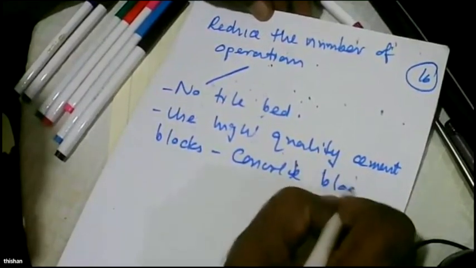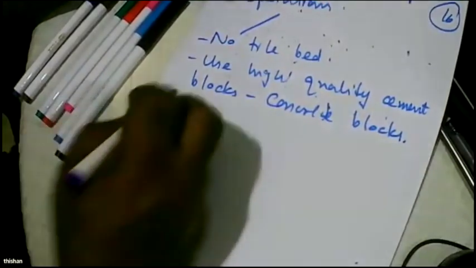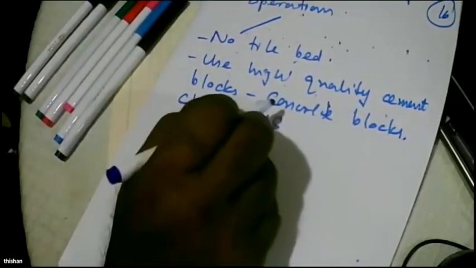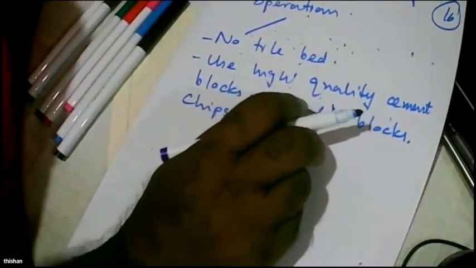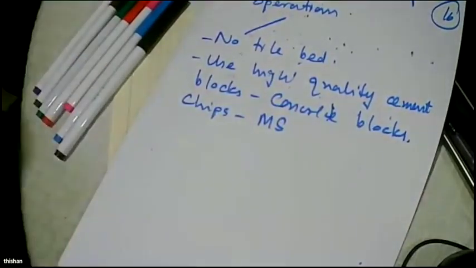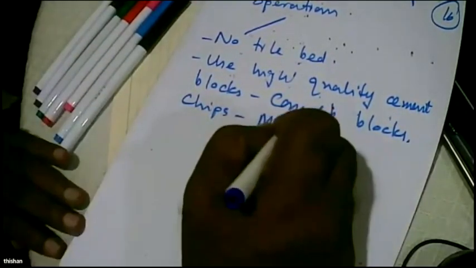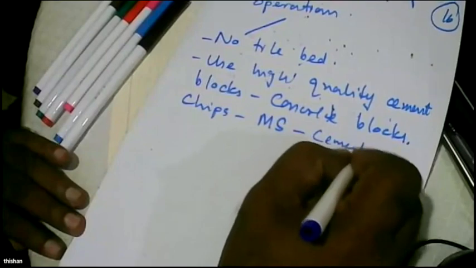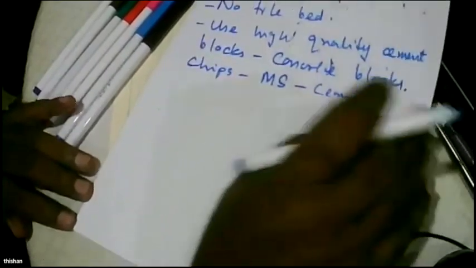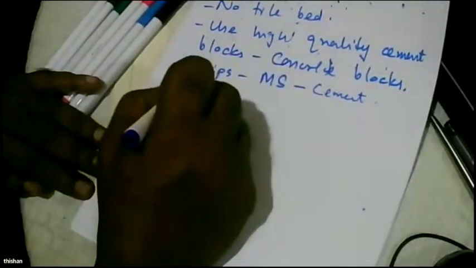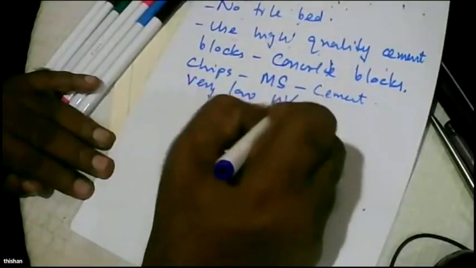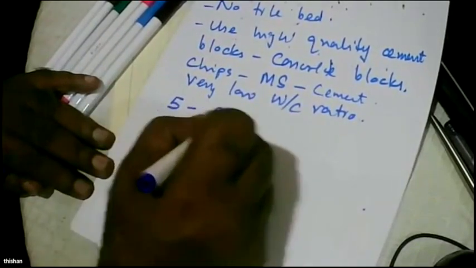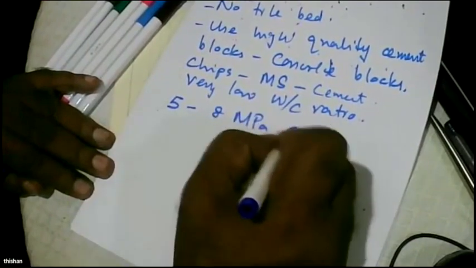Why? Because the reputed manufacturers use chips, manufactured sand, and high quality cement. So it's a concrete block with a very low water cement ratio. So they are concrete blocks that can easily reach 5 to 8 megapascal compressive strength.